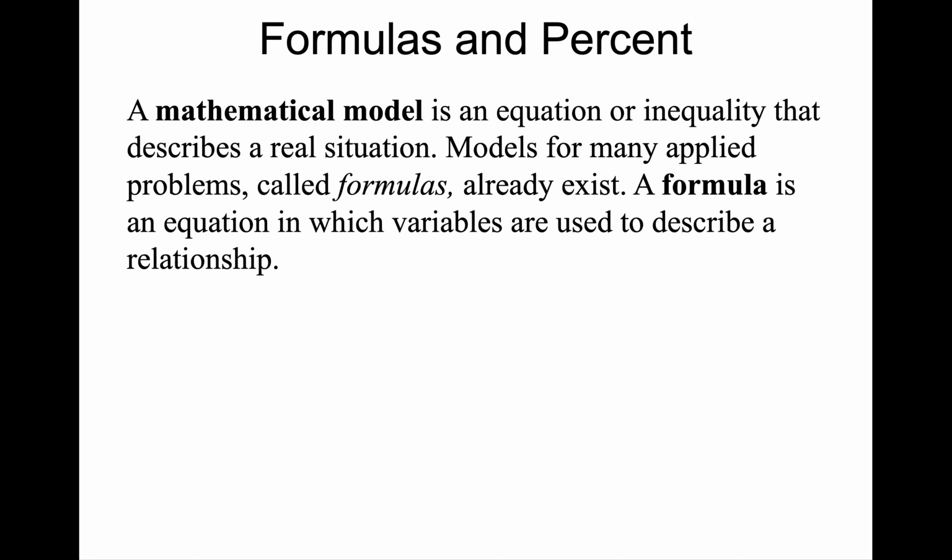First, a mathematical model is an equation or even an inequality that describes a real situation, just like a model airplane describes an actual airplane. Models for many problems are called formulas in math, so we don't typically use the word model at many levels in math or science. A formula is just an equation where variables are used to describe a relationship. So the area of a circle is pi r squared. That's called a formula because it relates the area to the radius of a circle.